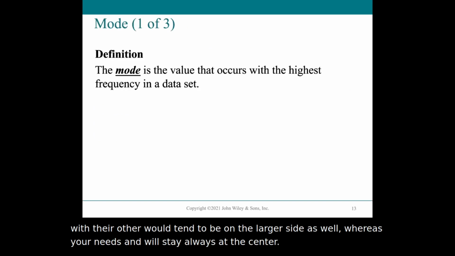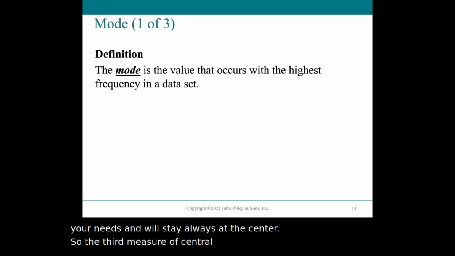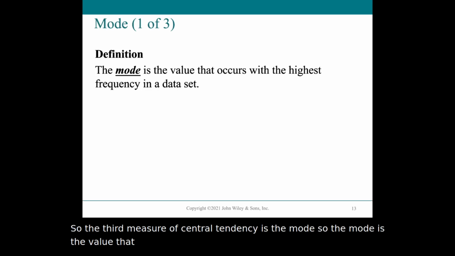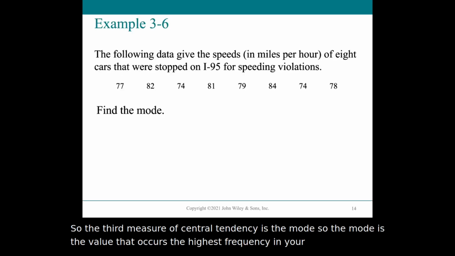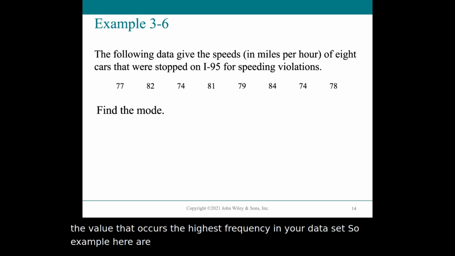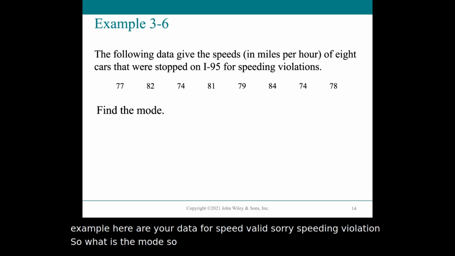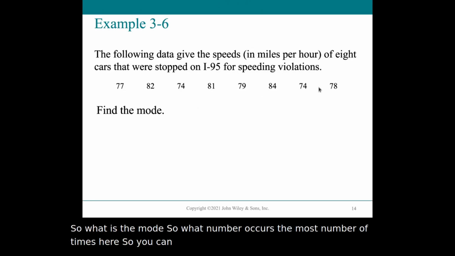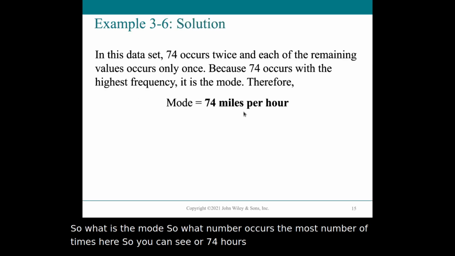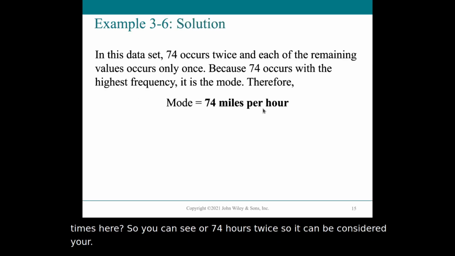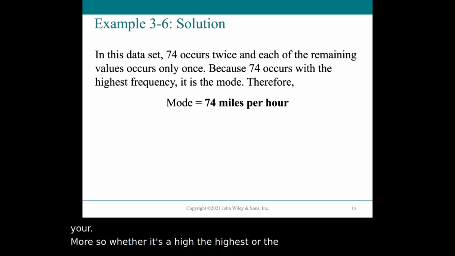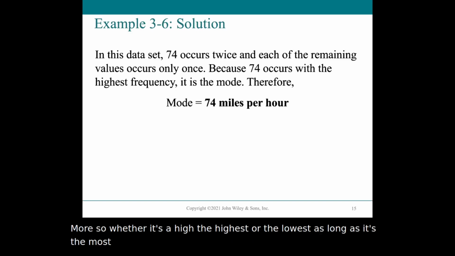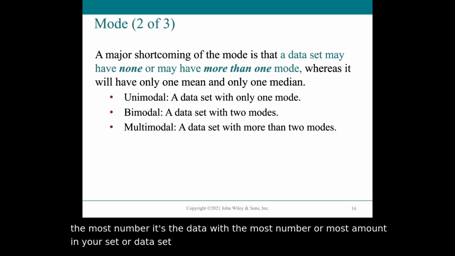So the third measure of central tendency is the mode. The mode is the value that occurs with the highest frequency in your data set. So for example, here are your data for speeding violation. What is the mode? What number occurs the most number of times here? You can see here 74 occurs twice, so it can be considered your mode. Whether it's the highest or the lowest, as long as it's the data with the most amount in your data set, that is your mode.